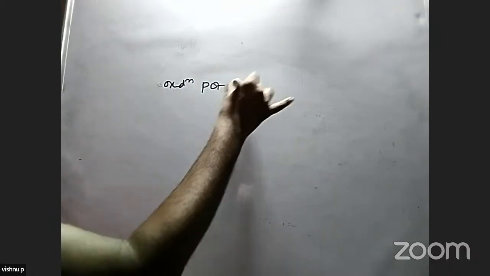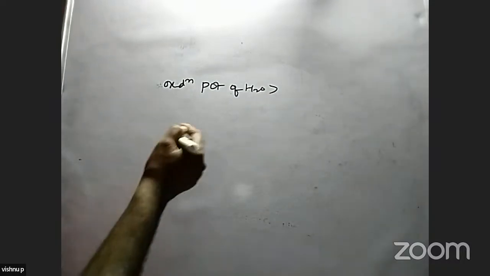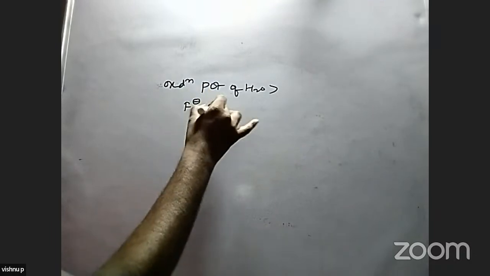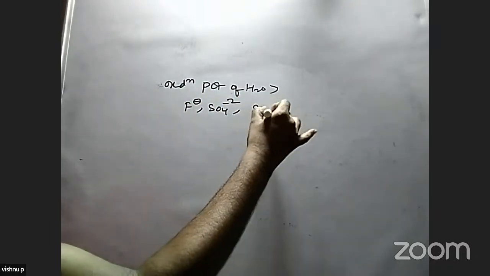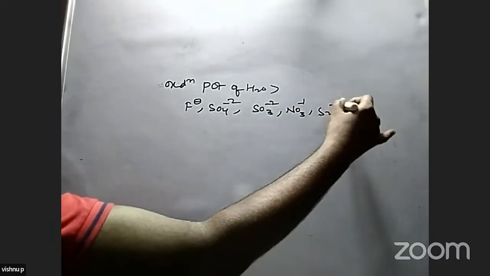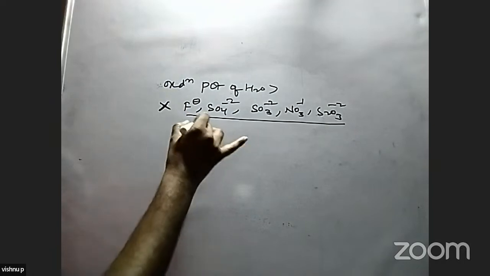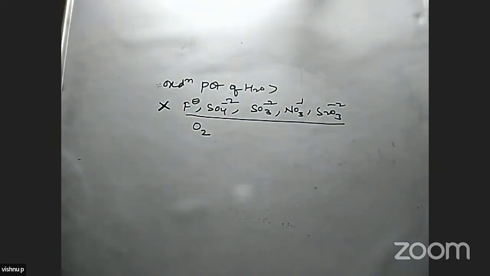After that, next is the oxidation potential of H2O. That is greater than... In oxidation, what happens? It loses electrons, so it is greater than if fluoride is present, or SO4 2 minus, SO3 2 minus, NO3 minus is present, S2O3 thiosulfate also present. So in this case, these ions are not evolved, but O2 is evolved at the anode if you use aqueous solution.